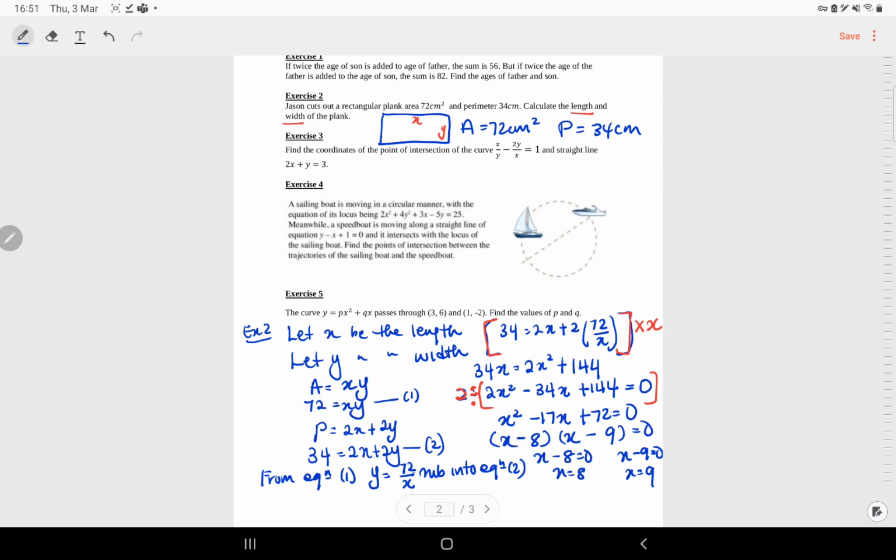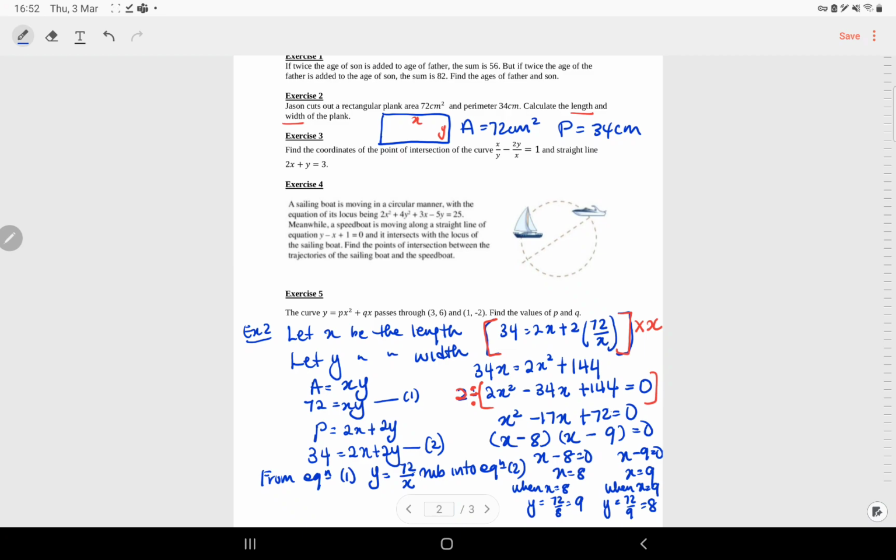Those are your x values, but here we have to substitute into y equals 72 over x, so do not stop there. When x equals 8, y equals 72 over 8, so that will be 9. And when x equals 9, y equals 72 over 9, so y equals 8. So here there are two possible answers for your x: x equals 8 or x equals 9. And y also has two possible answers. y can be 9 centimeters or 8 centimeters.